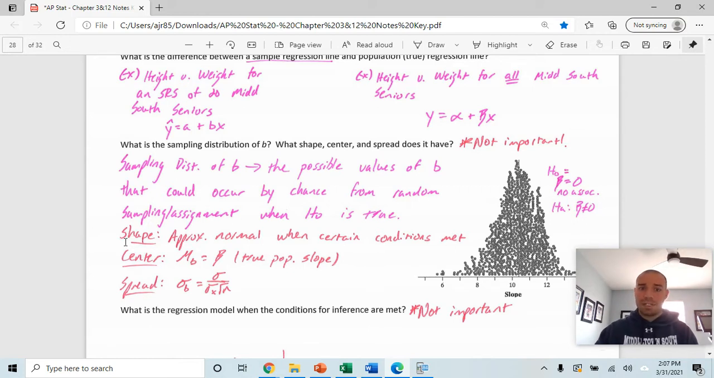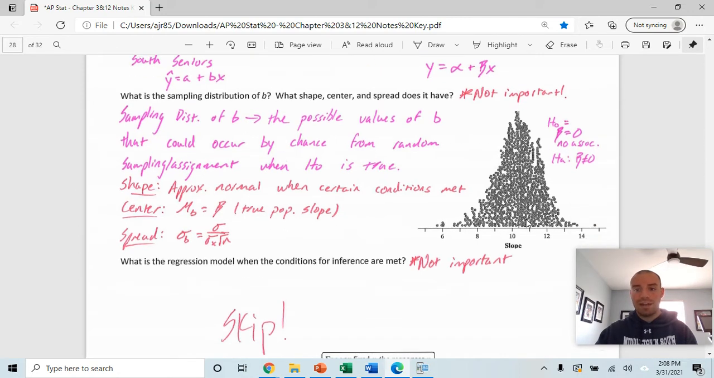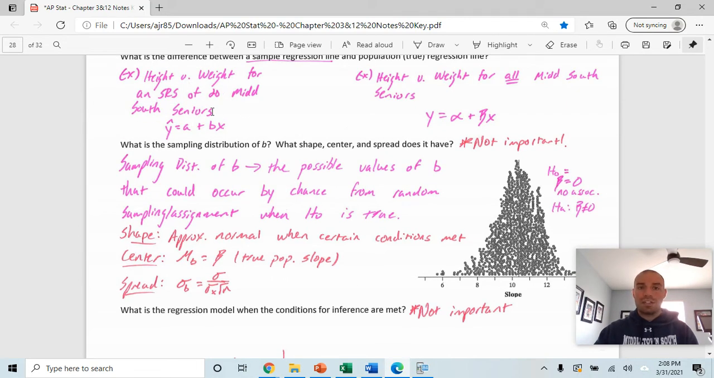It's talking about the sampling distribution of b, the slope. What shape, center, and spread does it have? It's approximately normal. The mean of all of your little sample slopes is equal to the population mean, and then there is your standard deviation of the slope. So what this is showing you is, okay, say everybody went out and they took a sample of size 20 and everybody created their own little regression lines. This is a sampling distribution of the slopes of those regression lines of everybody's individual samples.